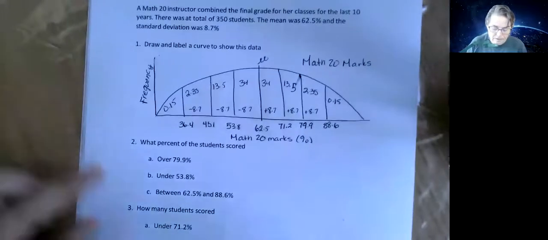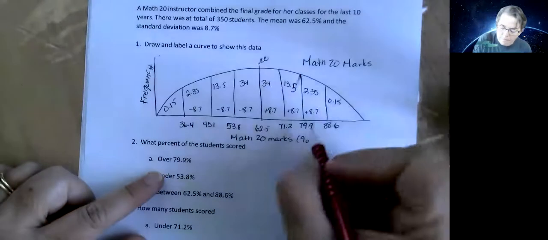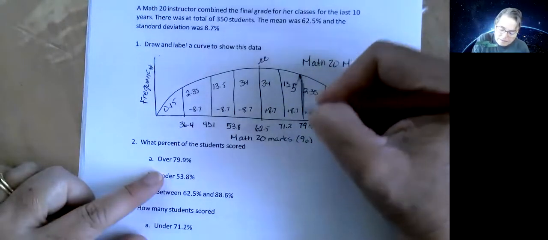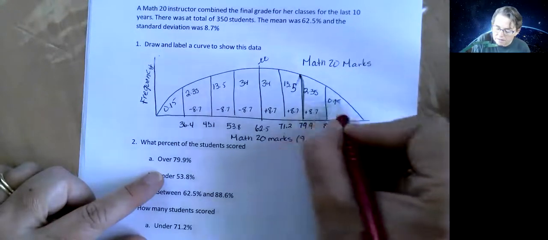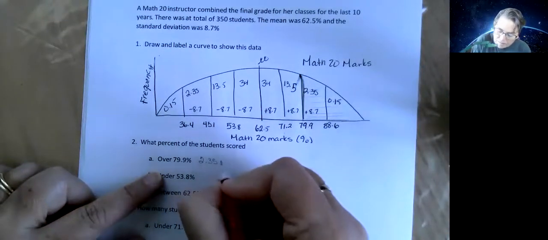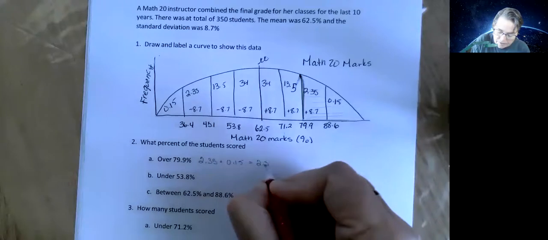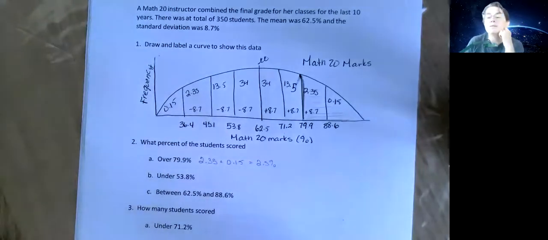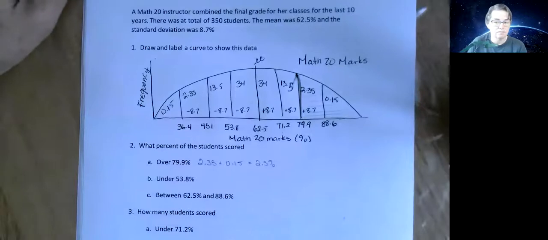All right, so what percent of the students scored over 79.9? There's my 79.9. And we want over that, so that's to the right. So we want that area. 2.35 plus 0.15 is equal to 2.5%. So 2.5% of the students scored over 79.9, which means if, never mind, I'm anticipating the next question.